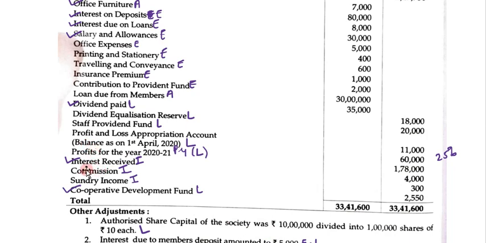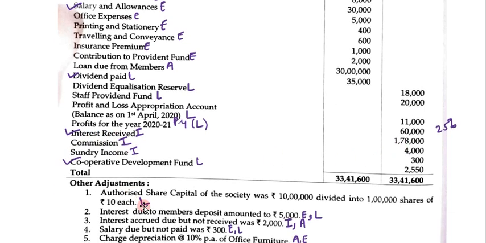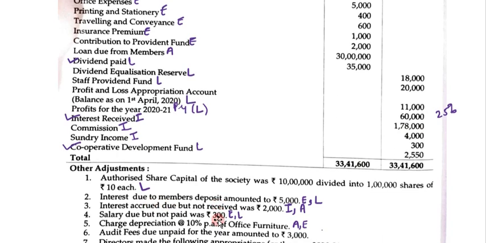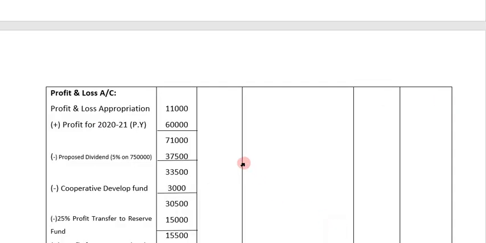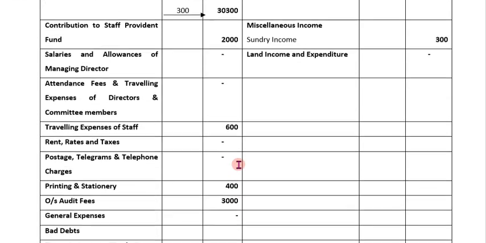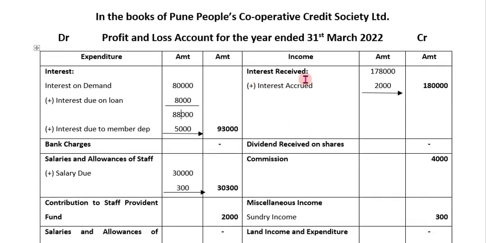After this, interest received. Interest received is income. So the income is 1,78,000, and on this interest received we have an adjustment. Adjustment is interest accrued due but not received was rupees 2,000. So in the profit and loss account on the income side, write interest received amount 1,78,000, add interest accrued 2000. So total will come 1,80,000.